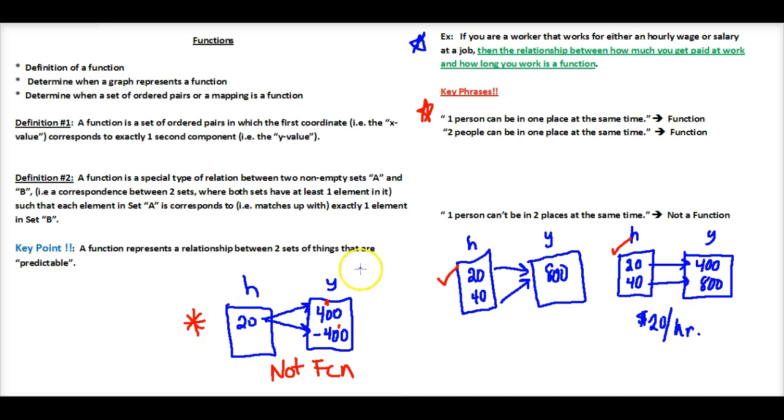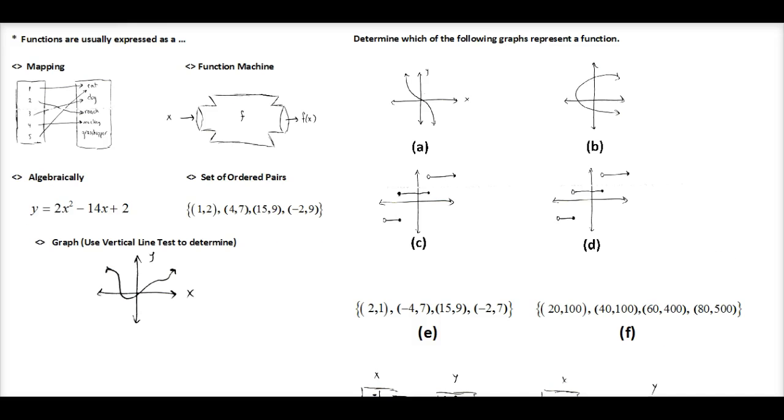If we were talking about a mapping, which is what I'm showing you here, or a set of ordered pairs. So now what we want to do is look at some examples of some graphs and ordered pairs to see, can we identify whether we have a function or not based upon what we've just learned. Okay, so now what we want to do is look at some graphs and ordered pairs and mappings and see if we can determine whether they are functions or not.